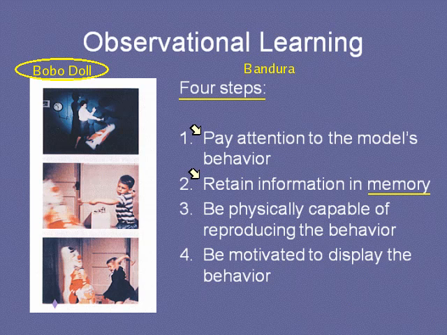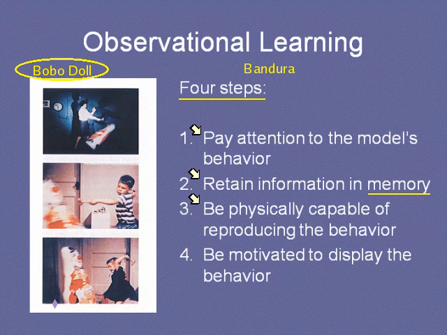So we pay attention to what was going on. We remember what we saw because it's in our memory. Number 3, we have to have the capacity to do what we saw done, right? We need to be physically capable of reproducing that behavior. Okay? We need to be able to go and do what we saw, right?